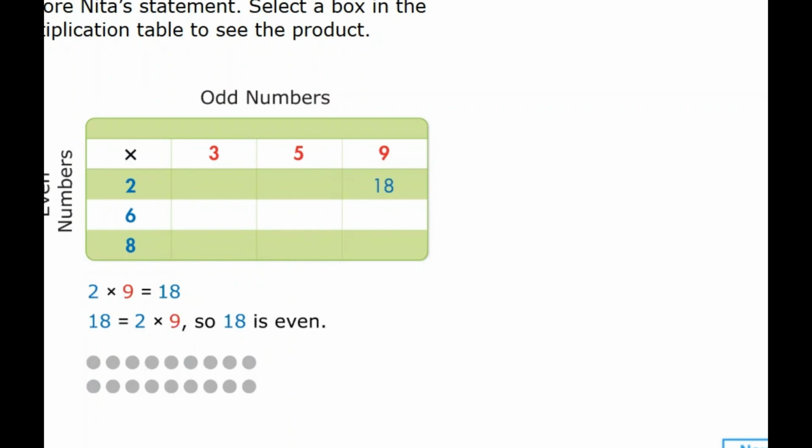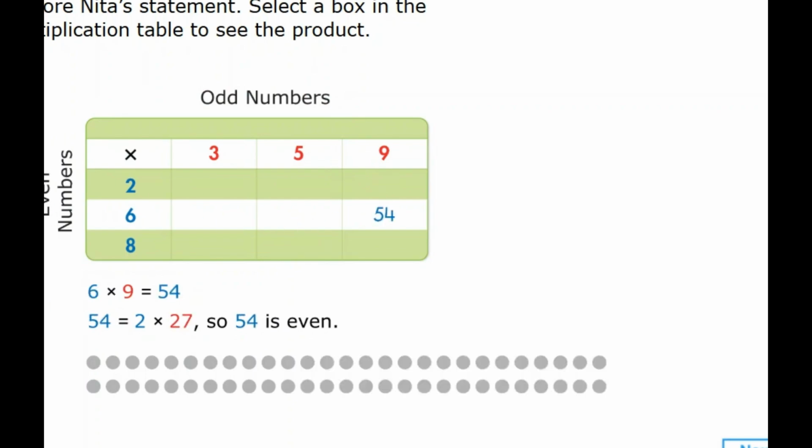2 times 9 equals 18. 18 equals 2 times 9, so 18 is even. 6 times 9 equals 54. 54 equals 2 times 27, so 54 is even. 8 times 9 equals 72. 72 equals 2 times 36, so 72 is even.